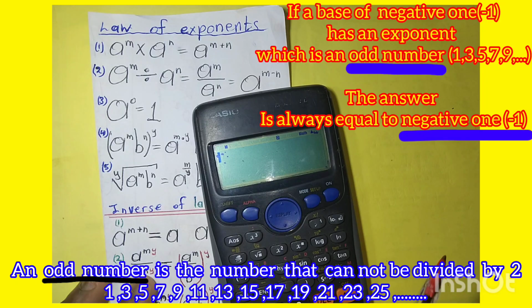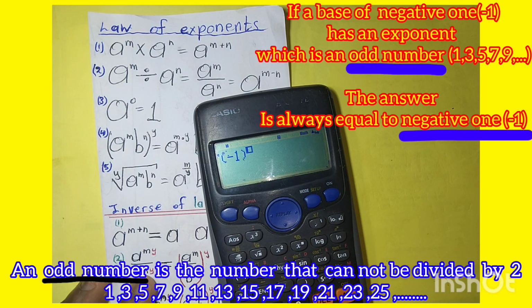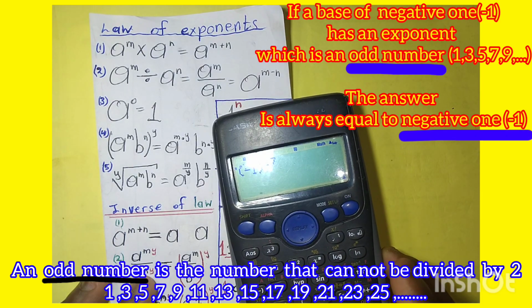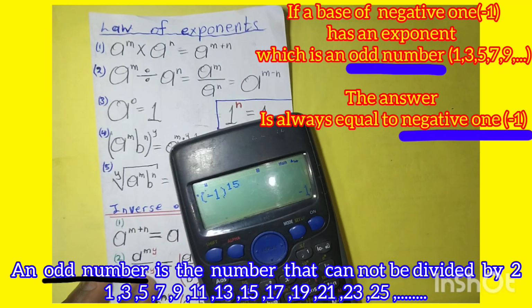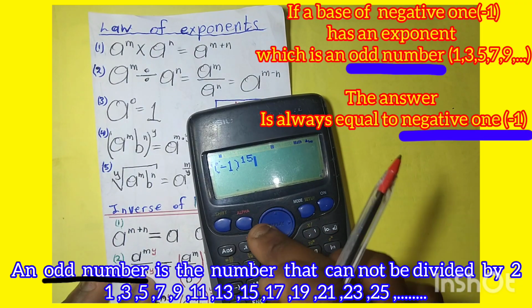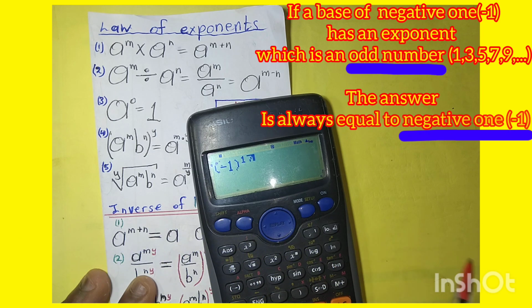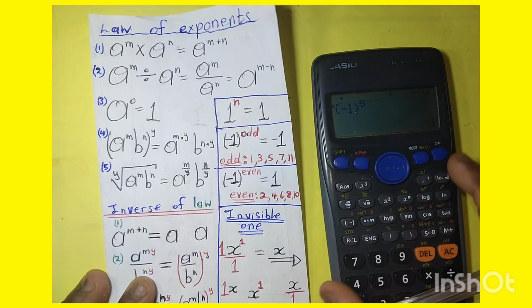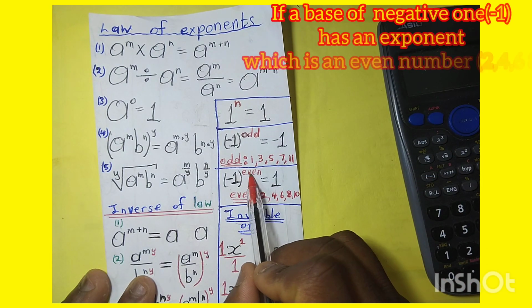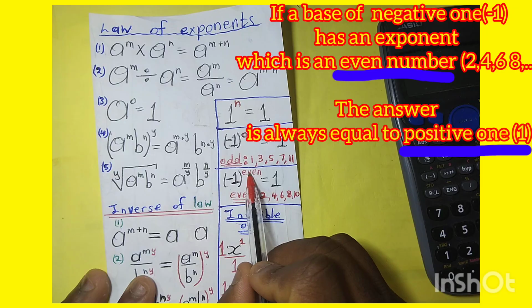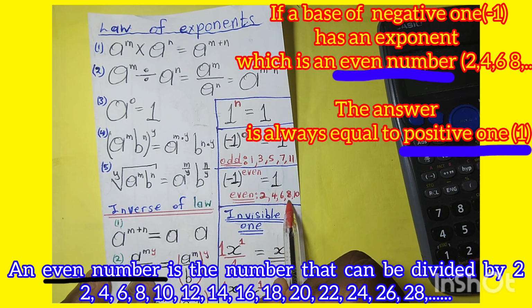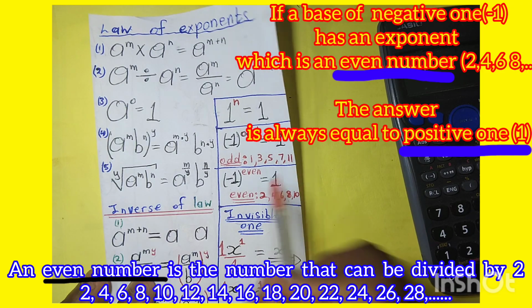Let me do something like this. With base negative 1, I can put any odd number like 9, I'll get negative 1. If I put 17, still I'll get negative 1. If I put 15, still I'll get negative 1. Any number which is an odd number, a number that you cannot divide by 2, like 5. Then if that number is an even number, numbers like 2, 4, 6, 8, 10, numbers that you can divide by 2, it means that here you will get positive 1.